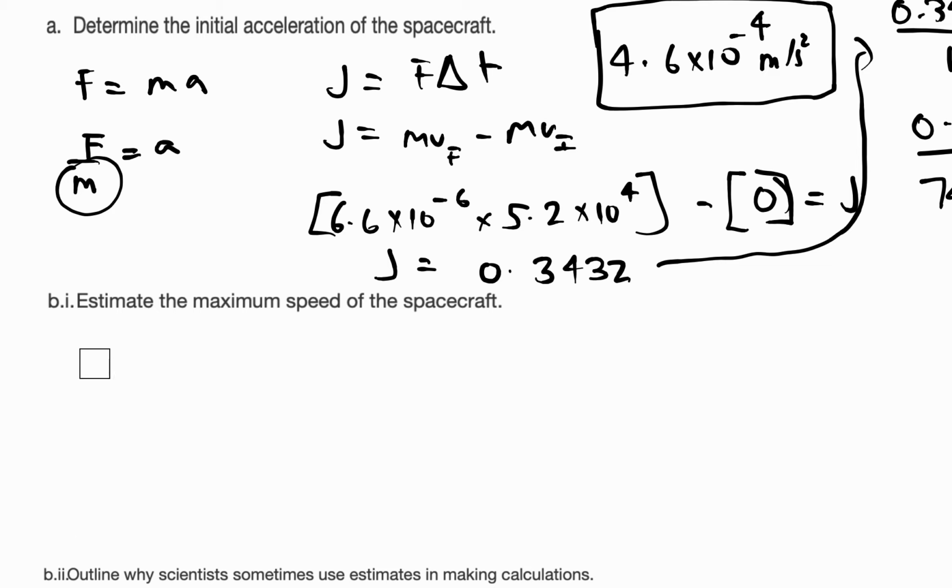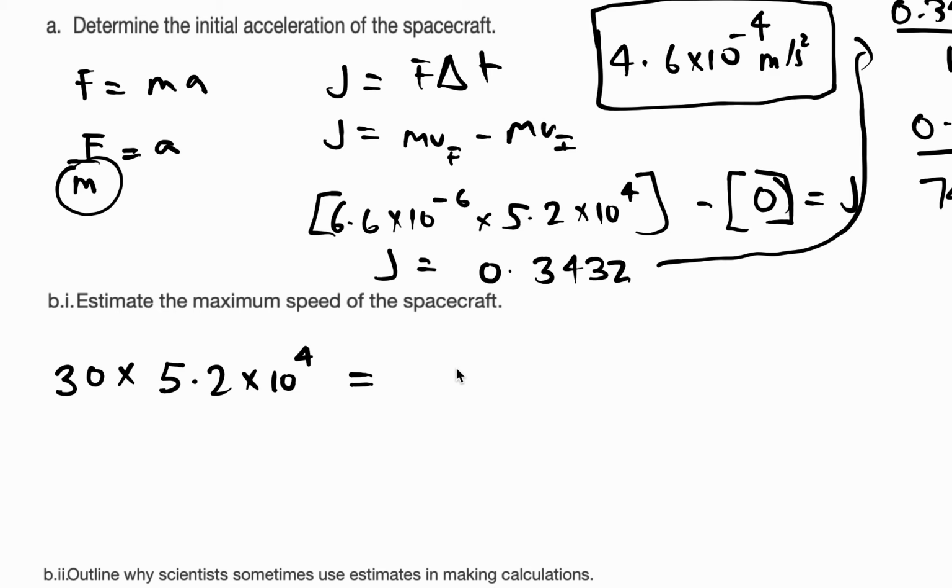Actually, no, it wouldn't be this. Actually, we can use the mass of the fuel ejected. So they're using 30 kilograms of fuel. So 30 into the velocity at which the ions are ejected, 5.2 into 10 to the power of 4. This momentum, the momentum of the fuel ejected, is equal to the momentum of the spacecraft.